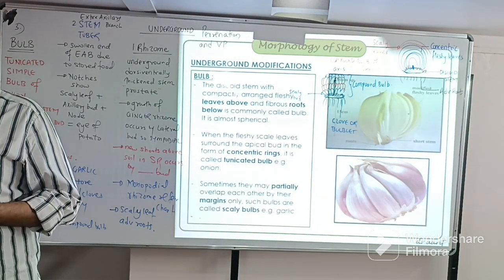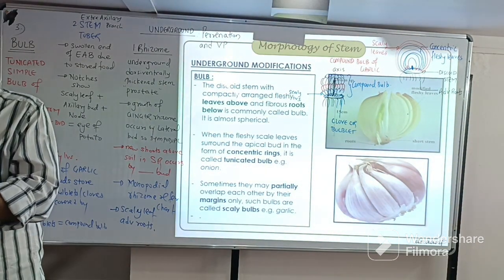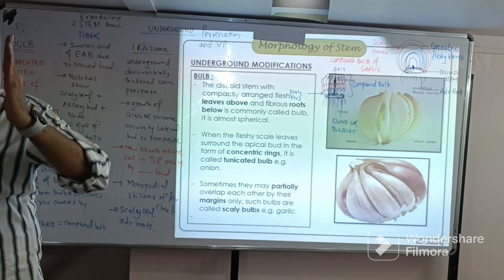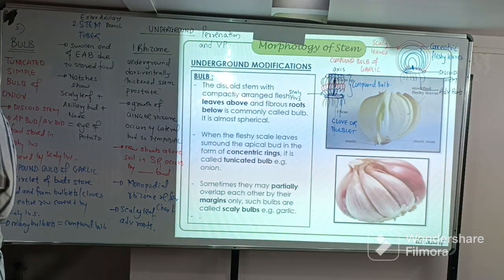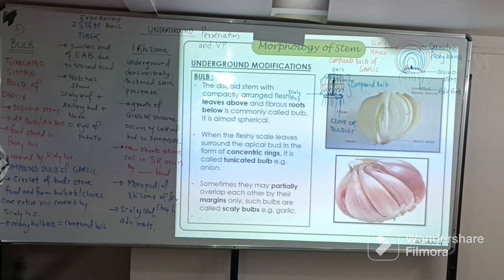What is my point? Garlic is a compound bud or tunicated bulb, whereas onion is a simple tunicated bulb. Why is onion called simple and garlic called compound? Because garlic is made up of many units of bulblet. Food is stored where in the garlic? Buds. And in the case of onion, which part of onion do we eat? Fleshy leaves or the scaly leaves? Did you get my point?